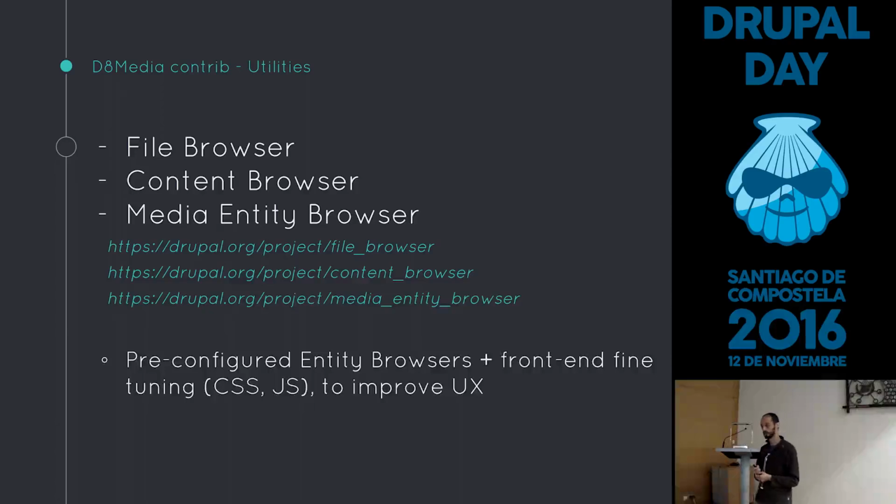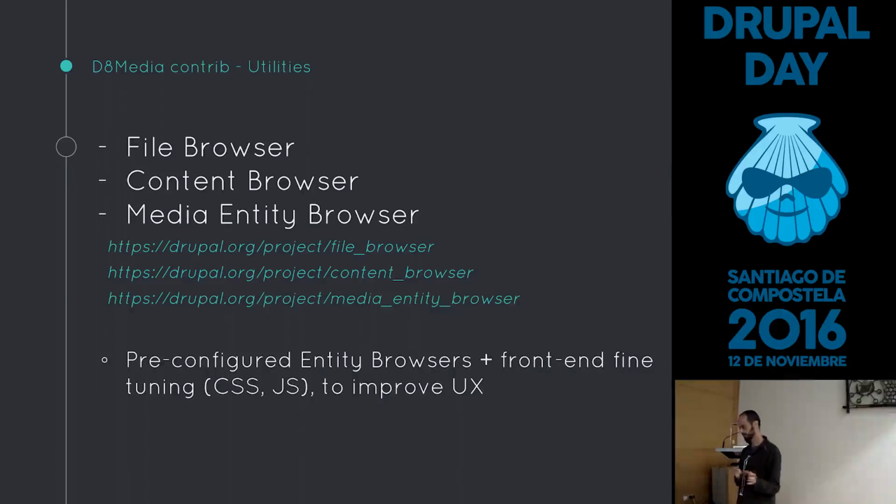These three modules are very good examples of how we can configure the entity browser for specific use cases. The first one for files, the second for nodes, and the third for media entities. They are basic pre-configured browsers with some tweaks on the front-end layer to improve UX. Very good examples if we want to learn how to configure entity browsers.